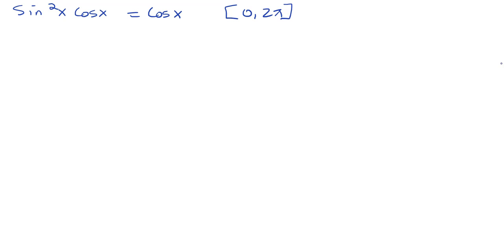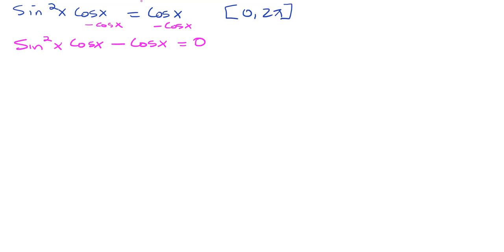So now we have sine squared x cosine x equal to cosine x. This is how I do this. Because you want to make sure you avoid losing values, it's always a good idea to do this. So you have sine squared x cosine x minus cosine x equal to 0. How do we do that? We just subtract cosine x from both sides. Because if you just divide, you're going to lose values. So you want to do it this way.